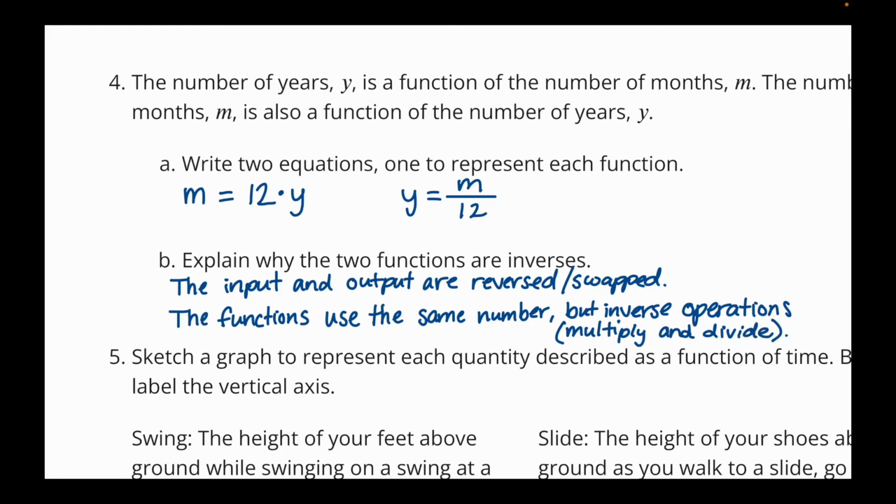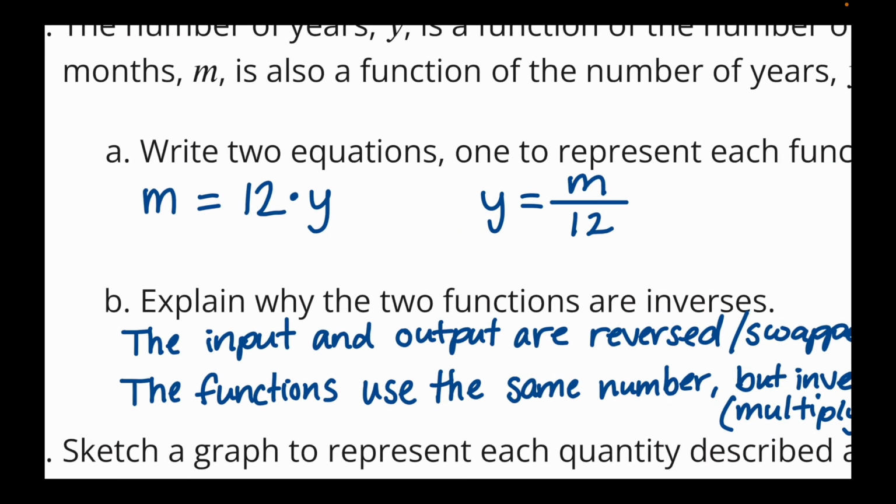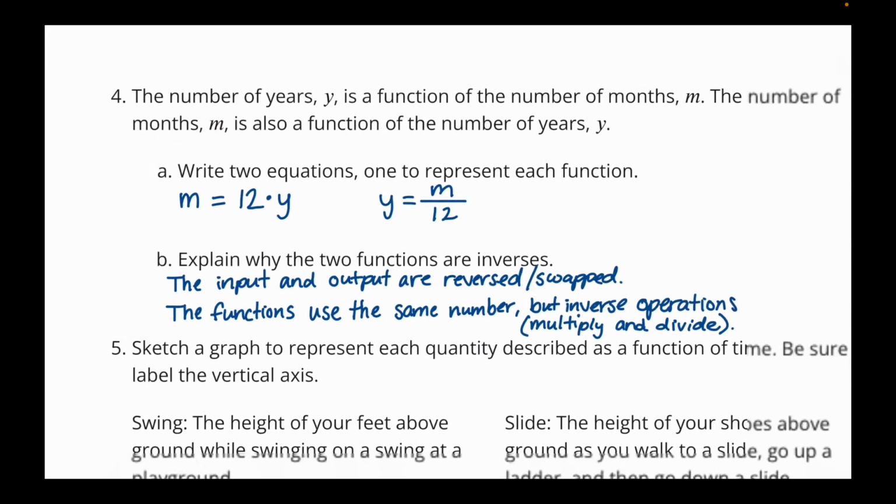So it seems like it's cheating a little bit to say I'm using inverse operations when I'm talking about why something is an inverse, but that's why it works. So the idea is we're using m and y and 12, but in one of them we're multiplying and in the other one we're dividing. And because our inputs and outputs are swapped, that's what's going to make sure that these are inverses of each other.